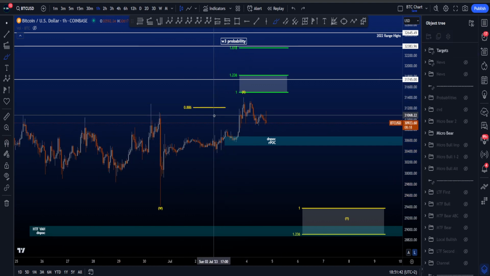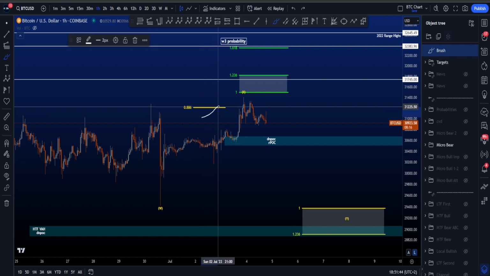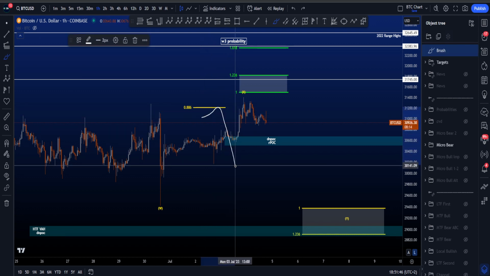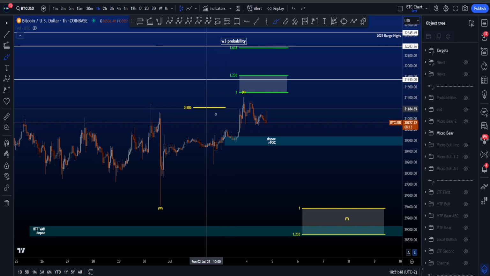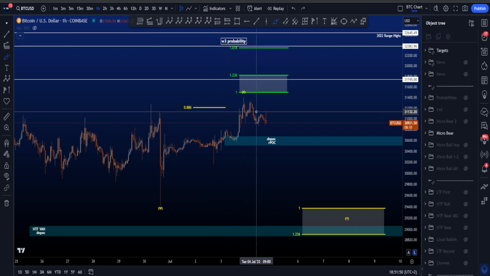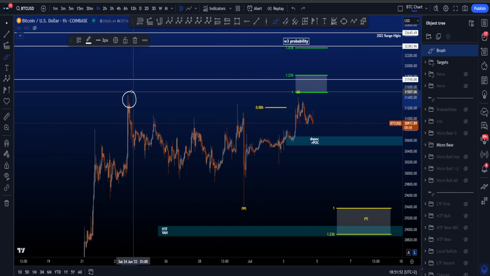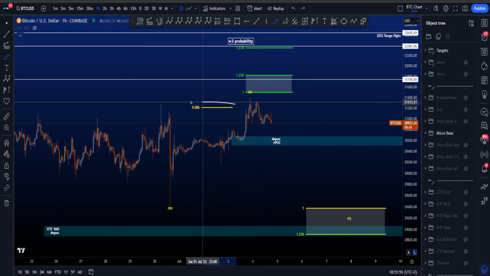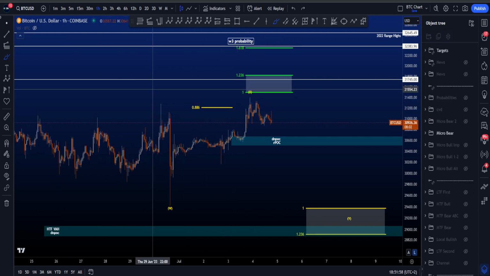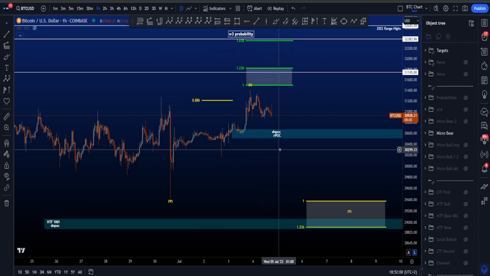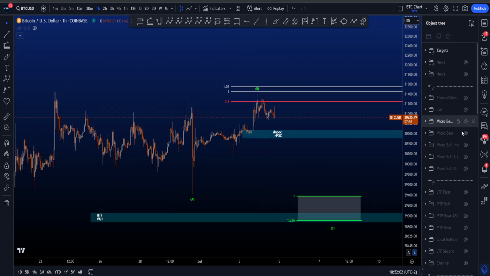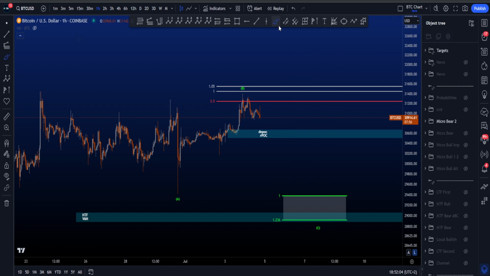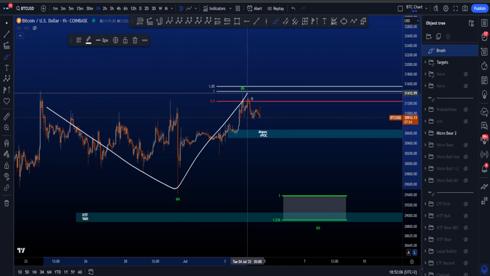Now usually, and I mentioned that in the previous video, if the 886 is hit, you prefer to see an immediate rejection to the downside. The longer you range around the 886, the higher the probabilities of taking this high. However, the high for a wave X can be the 886, as it is a common target still for a wave X.